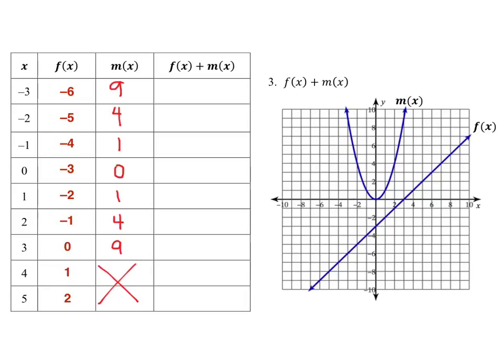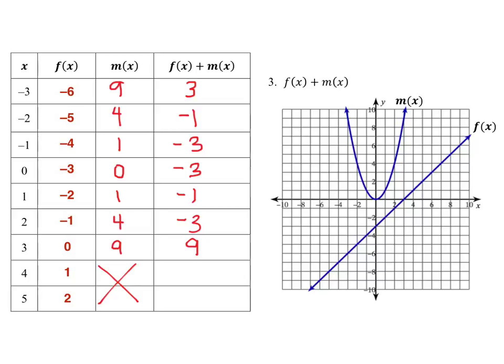Once again, I'm going to just add negative 6 and 9. That gives me a 3. Negative 5 plus 4 is negative 1. Negative 4 plus 1 is negative 3. Negative 3 plus 0 is negative 3. Negative 2 plus 1 is negative 1. Negative 1 plus 4 is negative 3. And the last point that we have is 0 plus 9 equals 9.